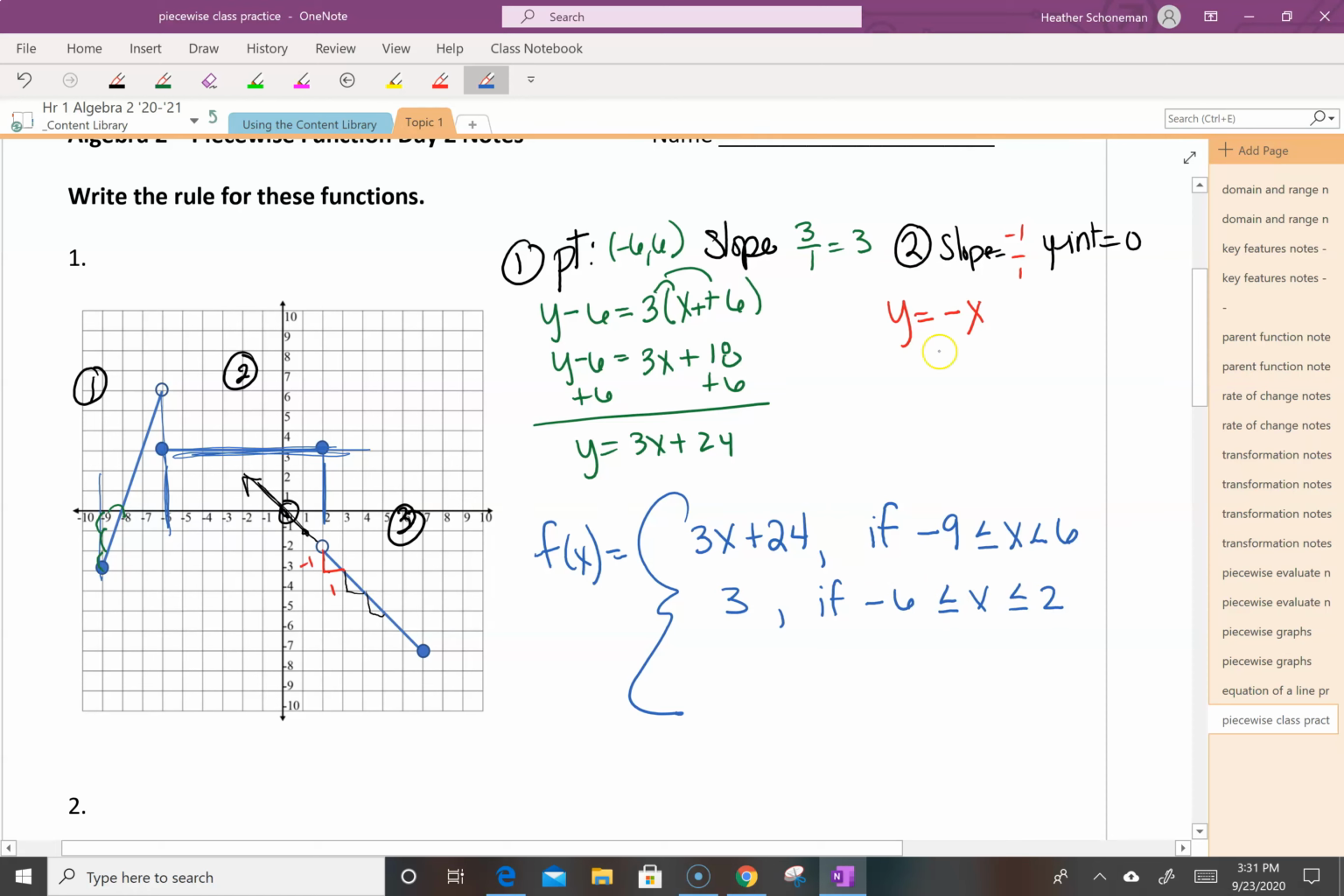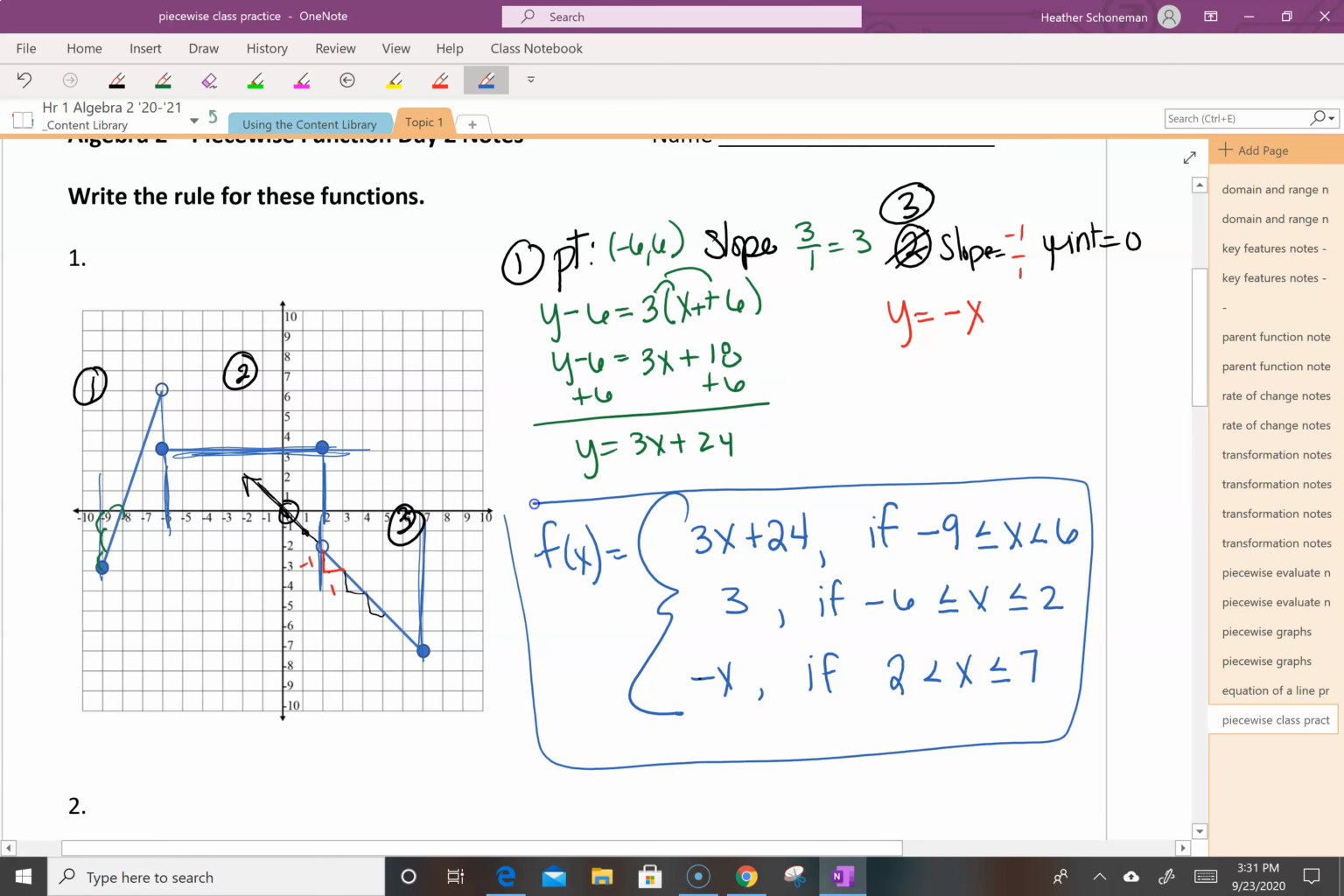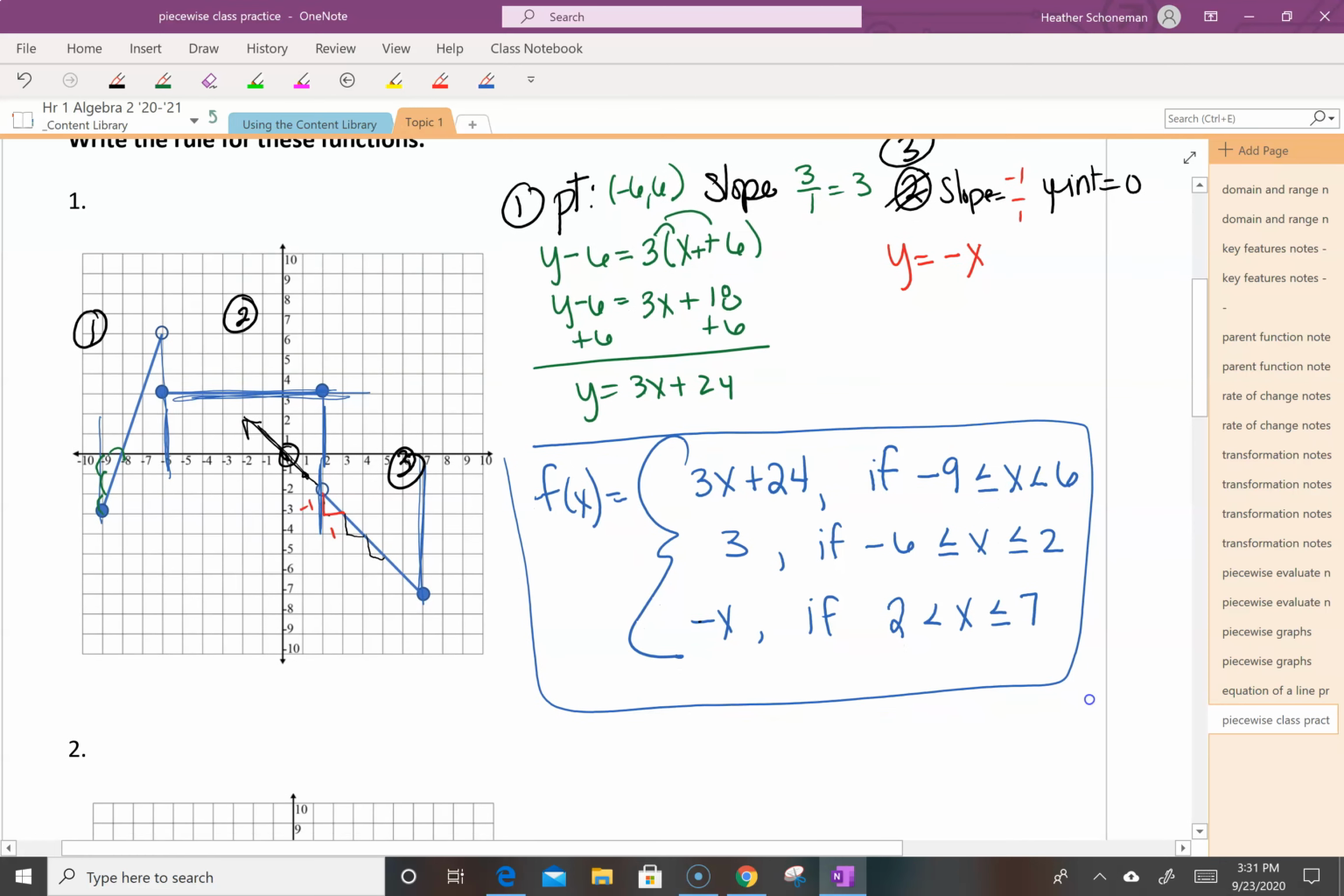Okay, now I need my third equation. Oh, but you know what? I said equation 2, but I was really writing for line 2. I said line 2, but it was for equation 3. So my equation 3 is just negative x if, and now we need to write the domain. It goes from 2 to 7. So 2 is less than x, which is less than or equal to 7. And that is your piecewise function.